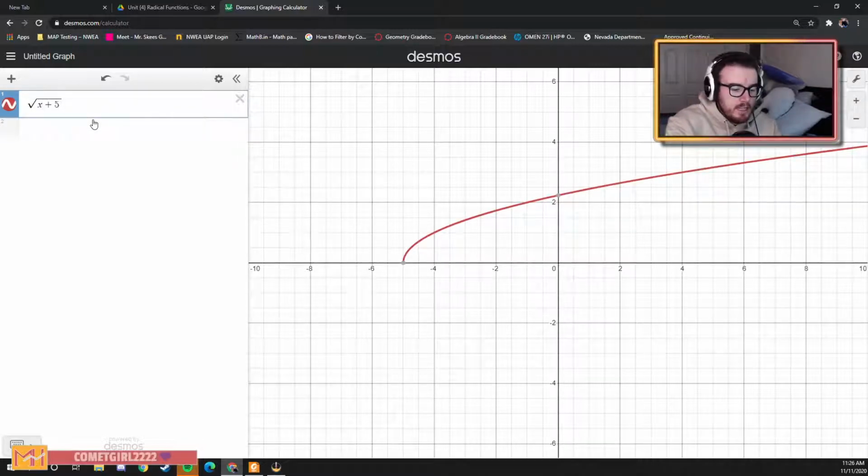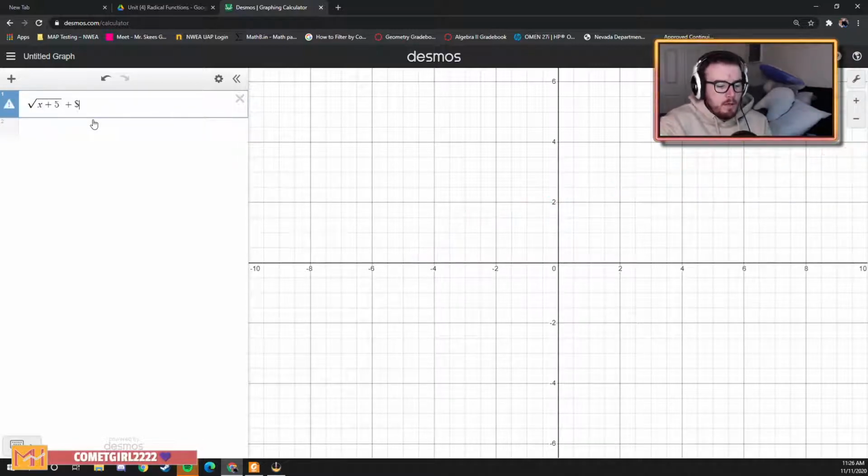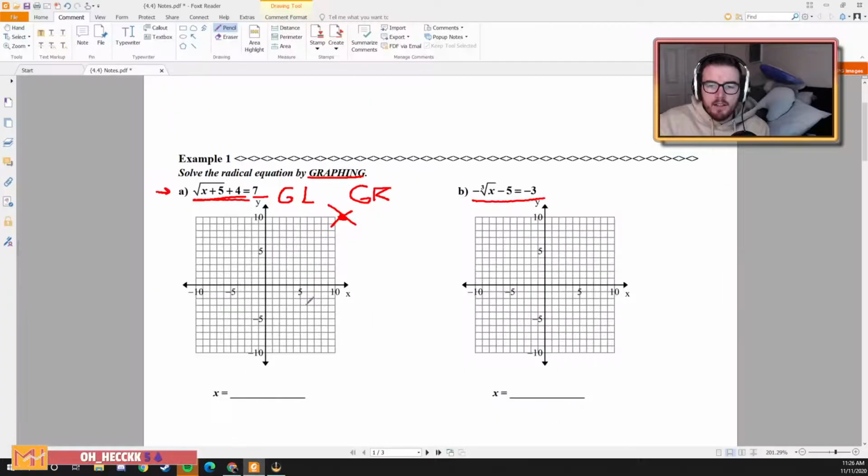So what does that mean is going to happen? Plus 5 means left 5, and then plus 4 means up 4. So you can see there that it starts at negative 5, 4. It went left 5, up 4. And then I'm going to plug in the right side, which is simply 7.